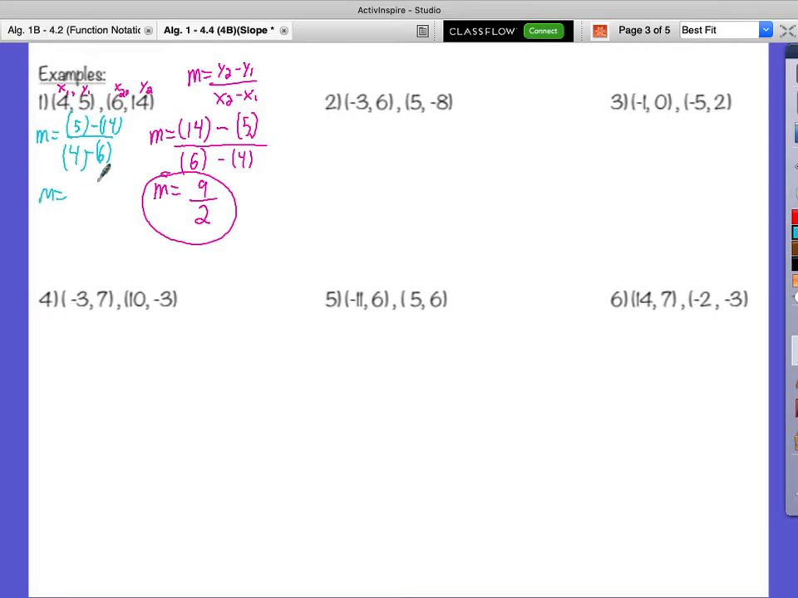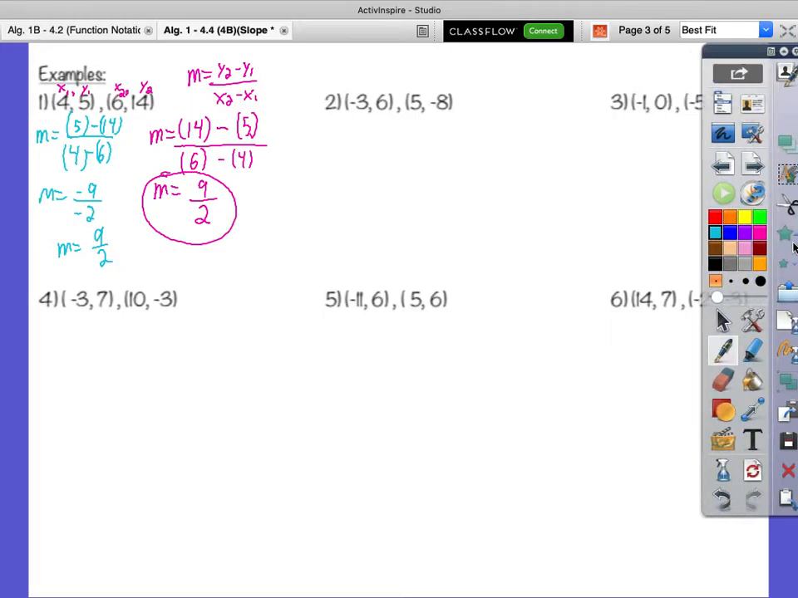Because this 5 went first, the 4 has to go first. What is 5 minus 14? Negative 9. What's 4 minus 6? Negative 2. Hey, what's a negative divided by a negative? So we still get the same thing, don't we? So that's why we say, hey, it doesn't matter which point you really start with. It doesn't really matter which ones you call x1, y1, and x2, y2. It really doesn't matter, okay? As long as we're staying consistent with which one goes first.